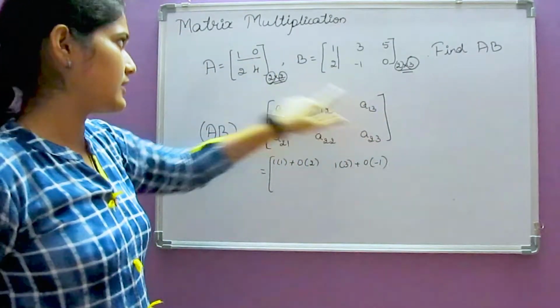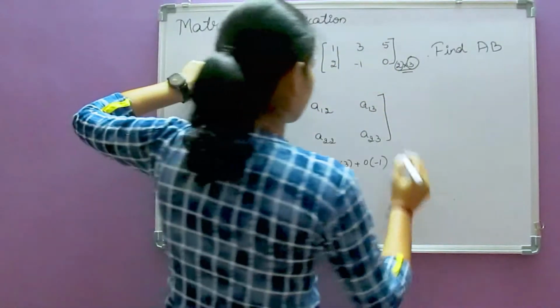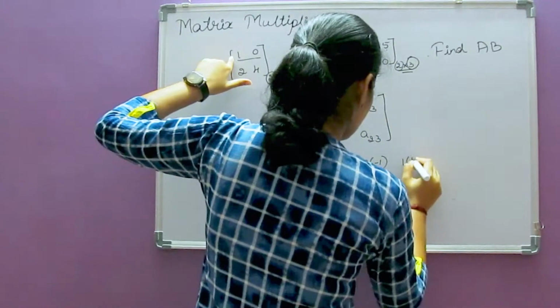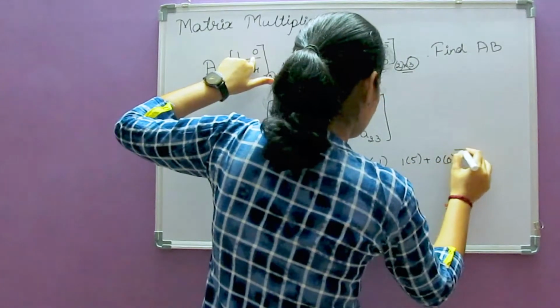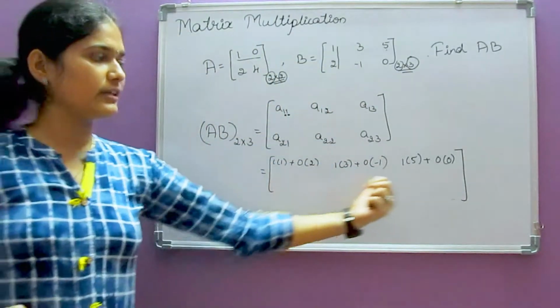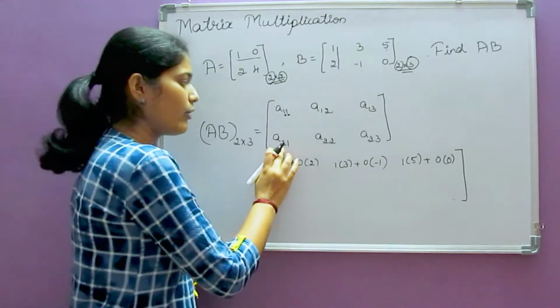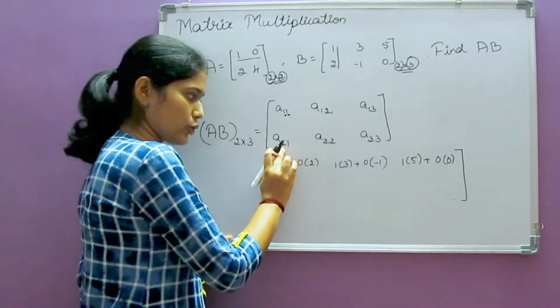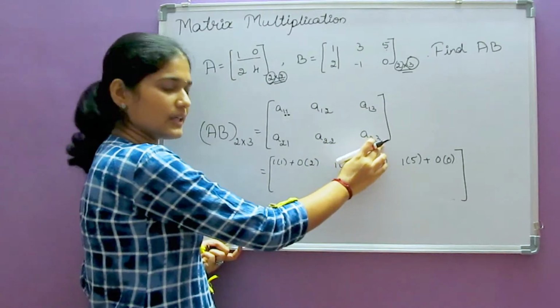Similarly, for A13, we have to multiply first row with the third column. That is 1 into 5 plus 0 into 0. So, we are done with the first row. Now, we have to find the second row. Second row means we have to multiply second row with the first column, second row with the second column and second row with the third column.